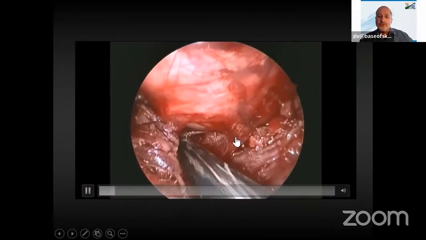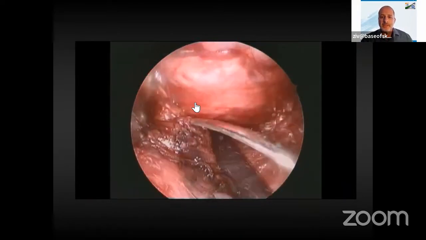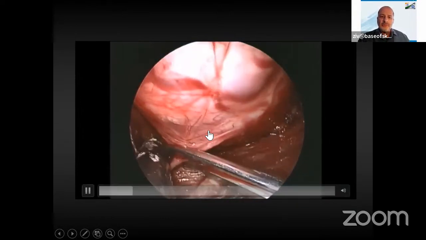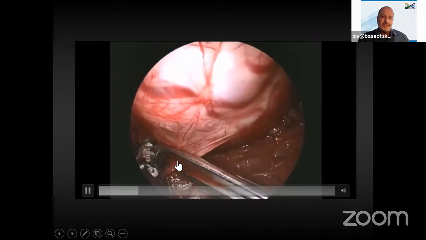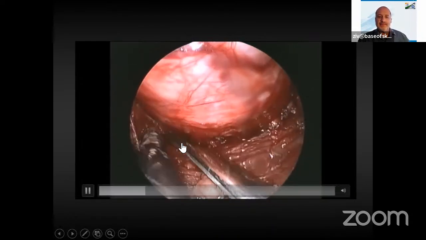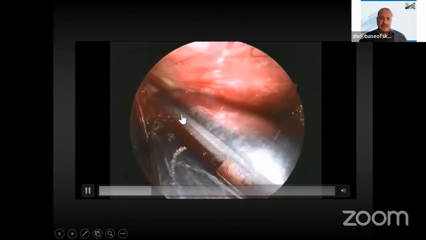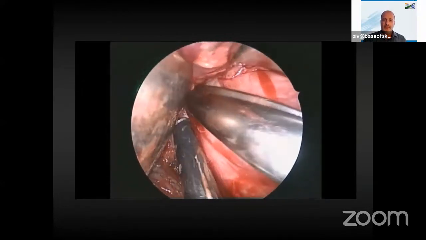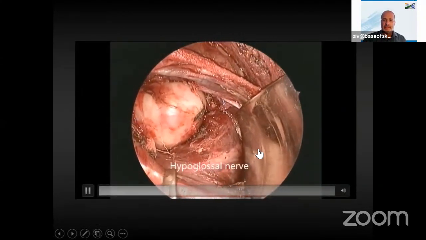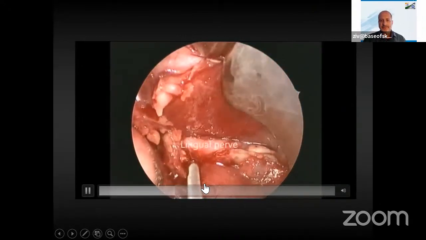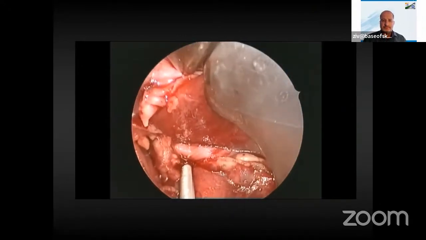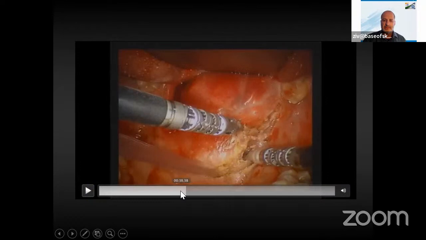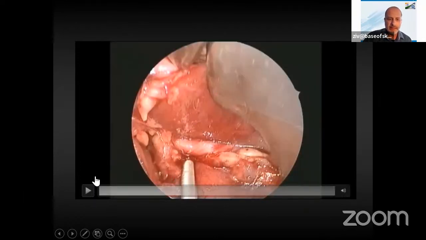This is the endoscope through the neck using a banana retractor. We can create the space. We identify the tumor using standard endoscopic techniques with blunt scissors, suction, free air. We remove the tumor from its surroundings. You see here the retractors. You can see here the hypoglossal nerve, the lingual nerve. Here you can see the pterygoid muscle.